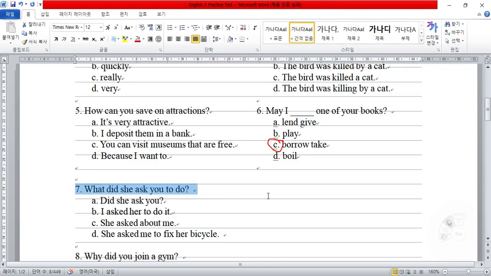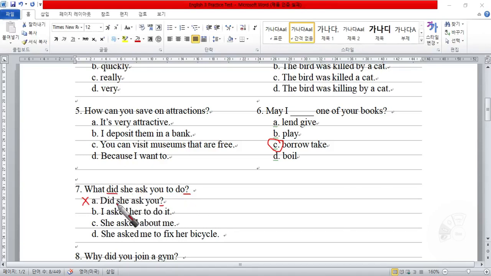All right. 7. What did she ask you to do? Okay. So in this one, we've got somebody. So apparently in the past, we know it's the past, she asked you to do something. So what is your response? What did she ask you to do? So probably the answer is I, me, okay. Now let's go to the letter A. Be careful with answering a question with another question. It's not wrong. It's very unusual in tests.